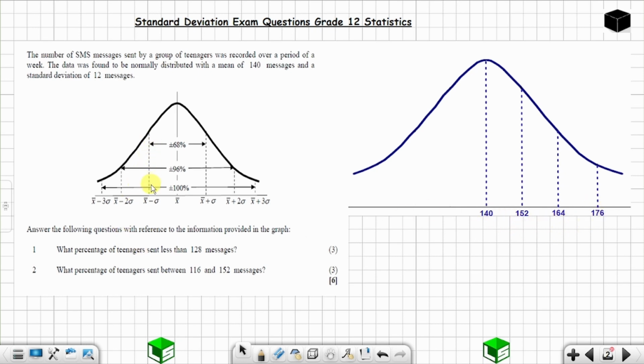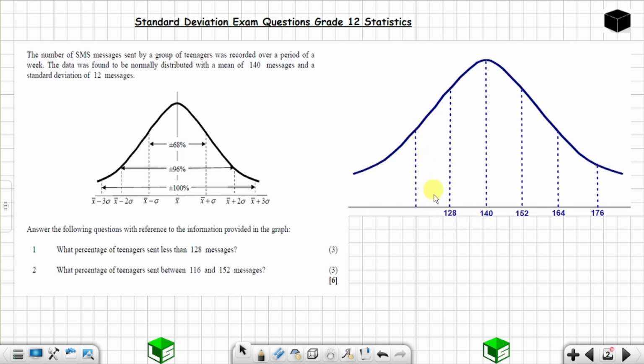Now to the left, 1 standard deviation, you are going to subtract from the mean. You have 140 minus 12. The standard deviation is 12. So 140 minus 12 is 128. This is 1 standard deviation to the left of the mean.